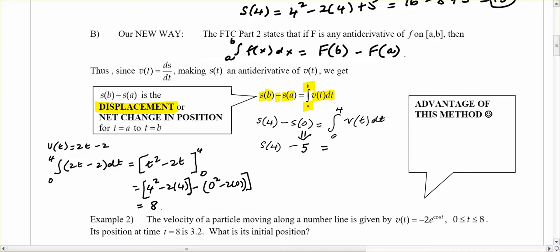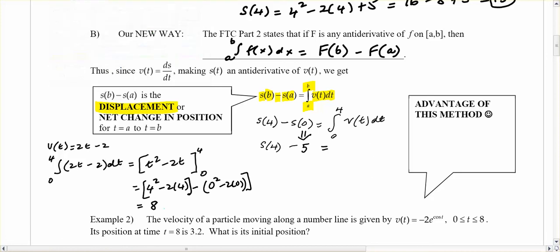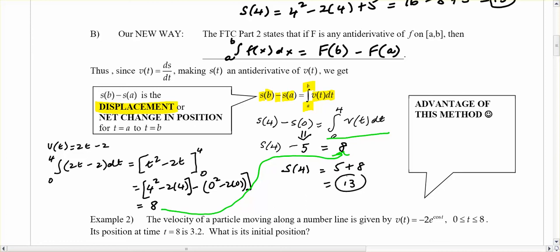So the definite integral of v of t dt from 0 to 4 is going to be 8. So we now have s of 4 is equal to 5 plus 8, or once again 13. Well, both methods were pretty easy to use. Both gave us the same answer.